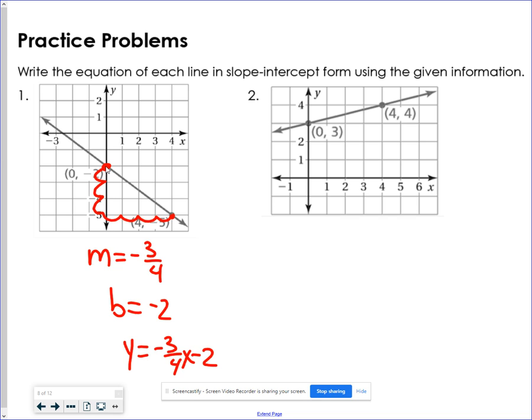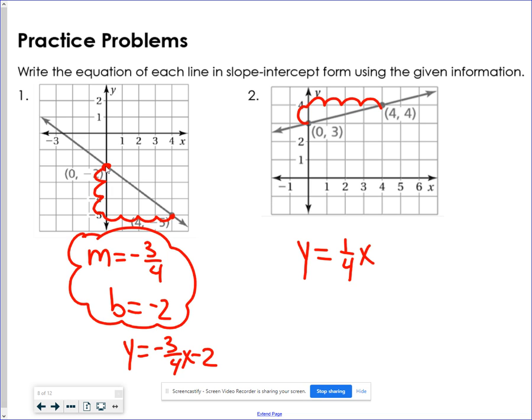Now you may not even need to write this stuff down, because once we're finding that information, it just goes right into the equation. So in number 2, let's just write the equation. y equals the slope. This one's going uphill, goes up 1 over 1, 2, 3, 4. So my slope is 1/4. Get the x in there, and the y-intercept is right here at 3.